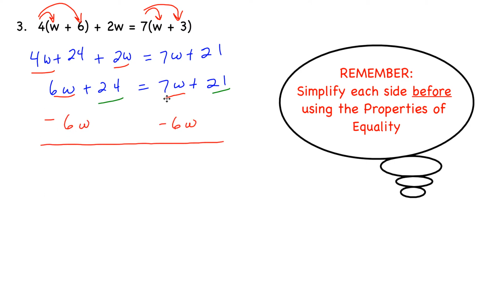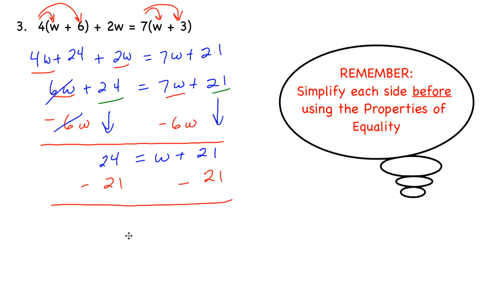So first I'm going to subtract 6w from both sides. When I do that, my 6w's drop out. They add to 0. Okay, my 24 comes down, and the 21 also comes down. And then I combine my 7w minus 6w, and I get 24 equals a single w plus 21. And I have one more step. I need to get the constant terms together, so I'll subtract 21 from both sides. So once again, positive 21 and negative 21 adds to 0. So bring down the w, and I have w equals 3.